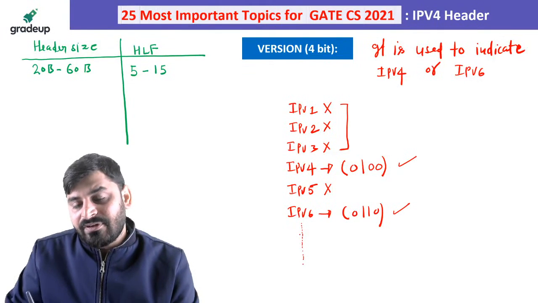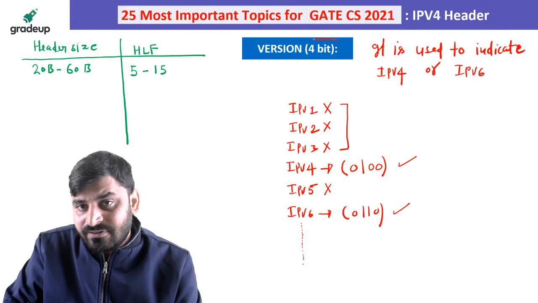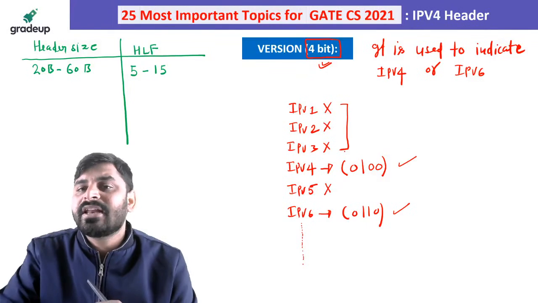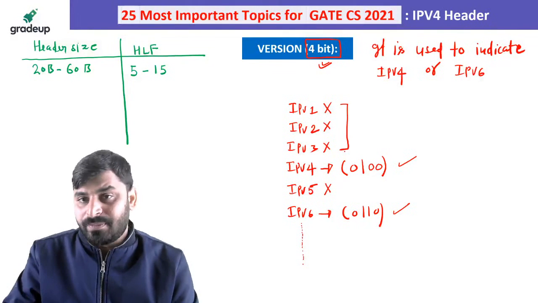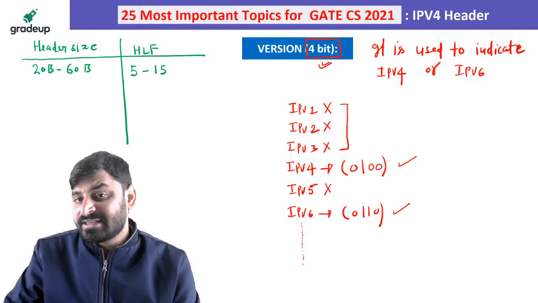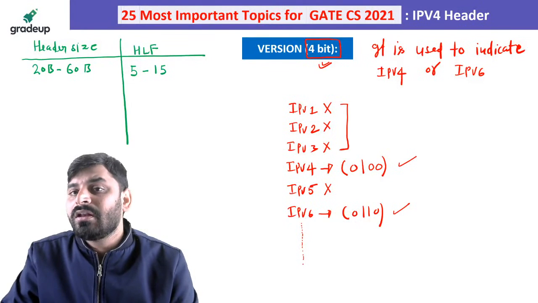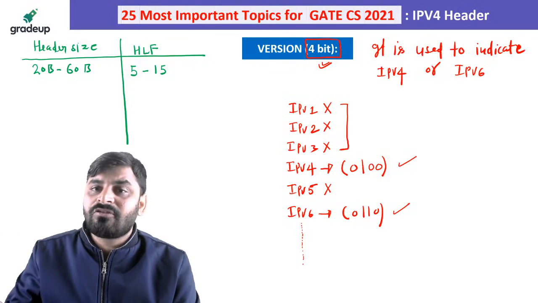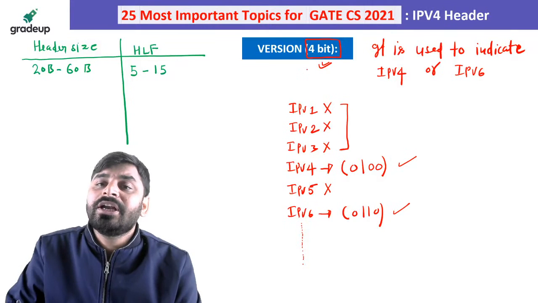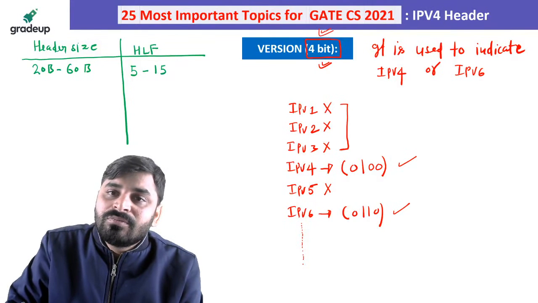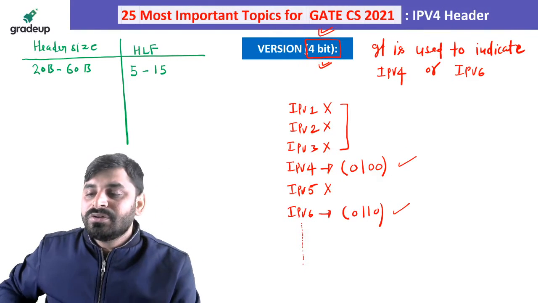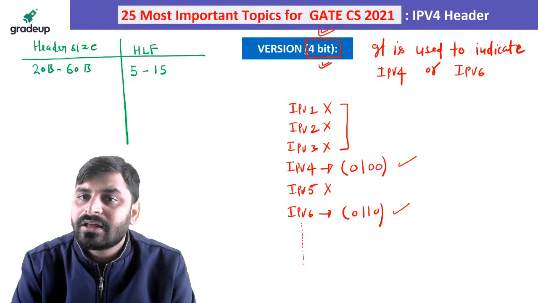So initially, whenever I took this version field as 4 bits, जब मैंने 4 bit का लिया था, मुझे ये नहीं पता था इसके बाद 6 आने वाला है. Future purpose, what is the maximum number I can write from 4 bits? 15. Up to 15 versions of IP, I have no need to change this field.